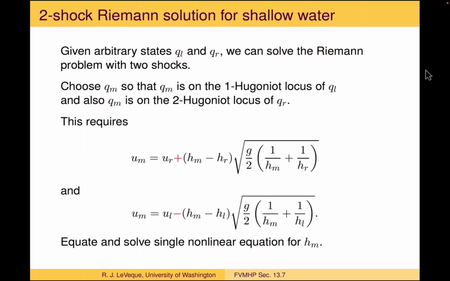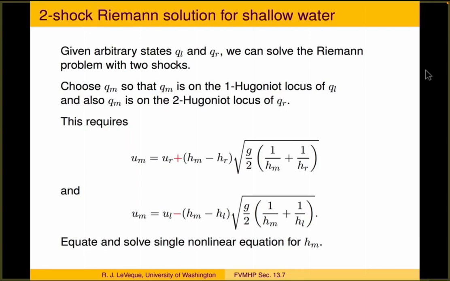So if we assume that the Riemann problem we're looking at for shallow water equations can be solved with 2 shocks, then we can always construct that intermediate state as we just laid out graphically, or in terms of the equations. If we look at the equations that have to be satisfied along these Hugoniot loci, along the two-wave locus, we have that the velocity u is ur plus something, whereas along the one-wave locus, states have to have u connected to ul by a similar expression, but with a minus sign.